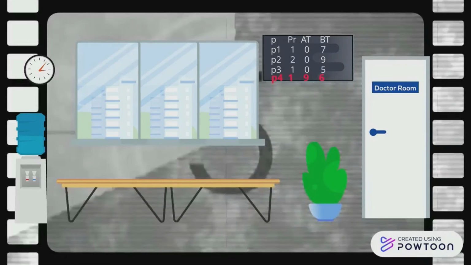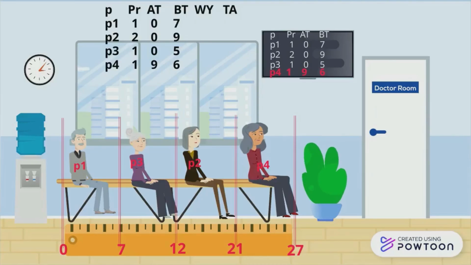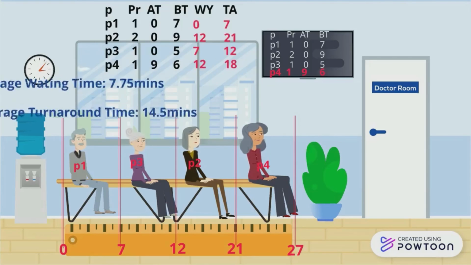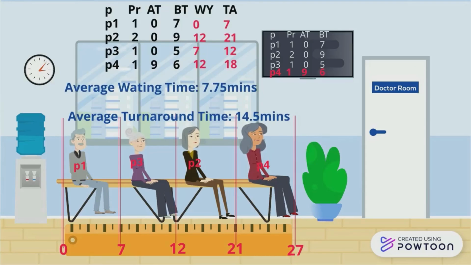The order of patients is P1, P3, P2, P4. The average waiting time is 7.75. The average turnaround time is 14.5.